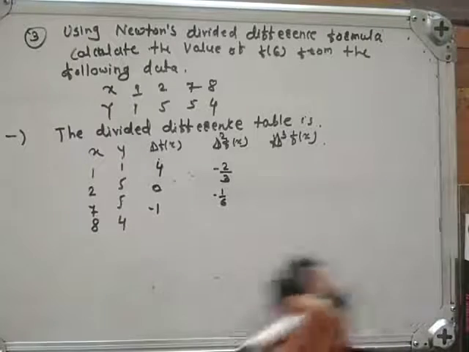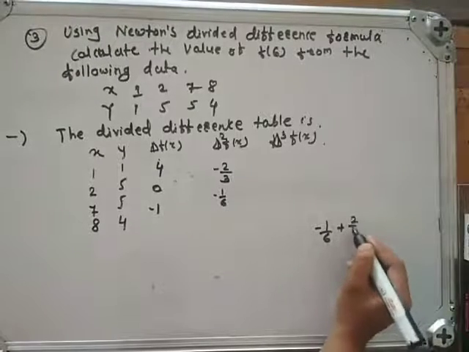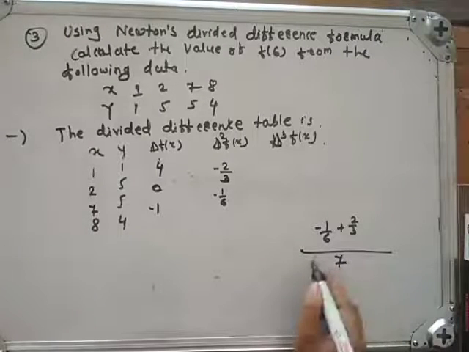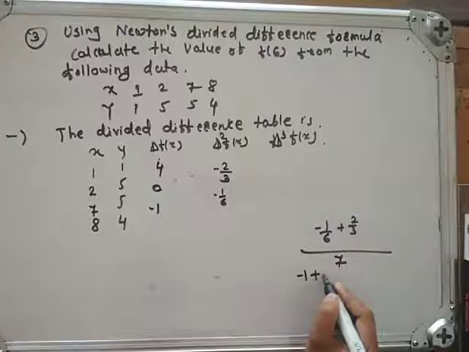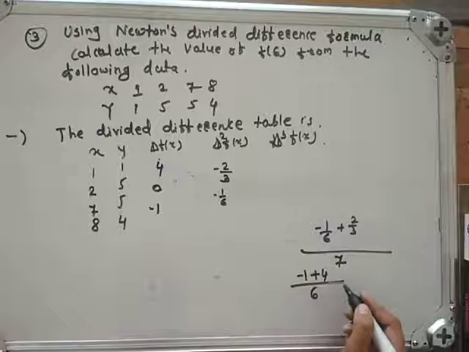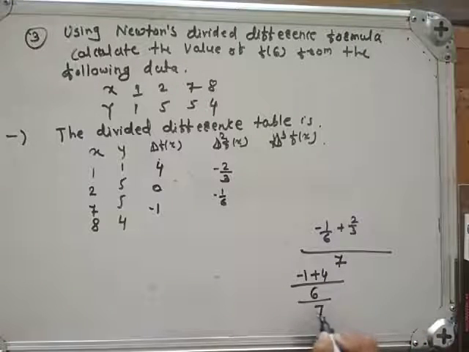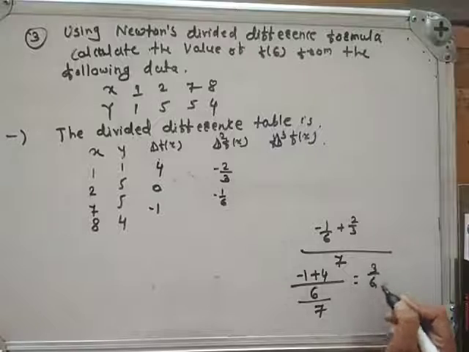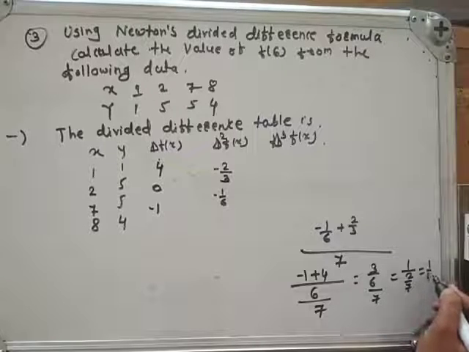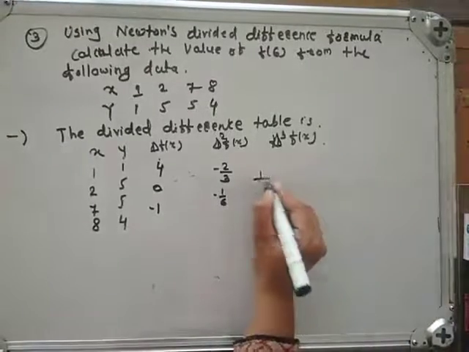Okay. Next one is the difference of minus 1 by 6 plus 2 by 3 upon 8 minus 1 is 7, which is nothing but minus 1 plus 4 upon 6, upon 7, which is nothing but 3 upon 6 upon 7, which is nothing but 1 by 2 upon 7, which is equal to 1 by 14.